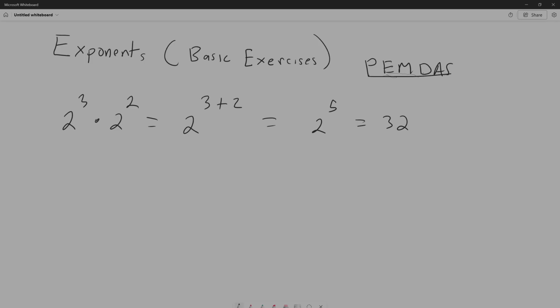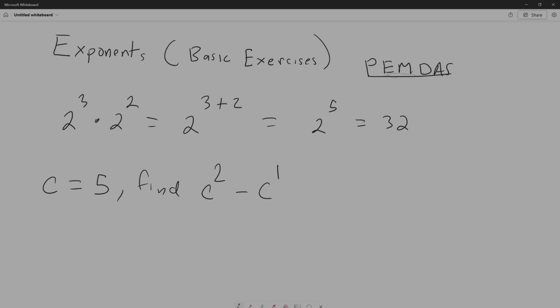Now let's do the last exercise. Let's say they tell you that C is equal to 5, and you need to find C squared minus C to the first. Okay, so how do we do that? First we need to plug in 5.